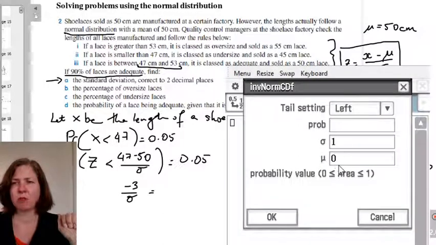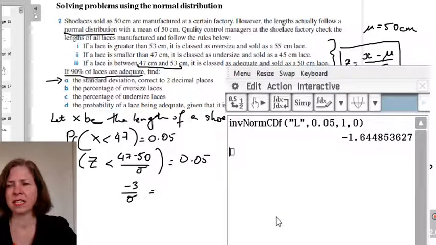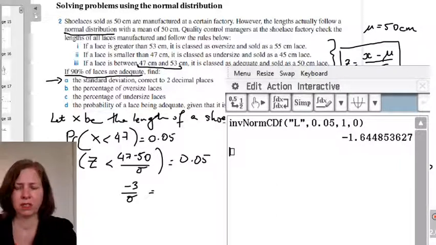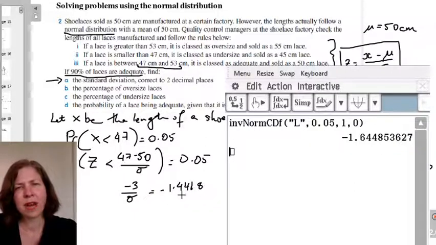And so I'm going to leave this 1 and 0. I'm going to leave it being a left tail because I said Z less than, which means I use a left tail, and the probability is 0.05. Hit OK, and it tells me -1.6448. Now, once again, I'm going to write that down here, -1.4468. But when I do my calculation, I'm not going to use this rounded value. I'm going to use the value stored in my CAS.